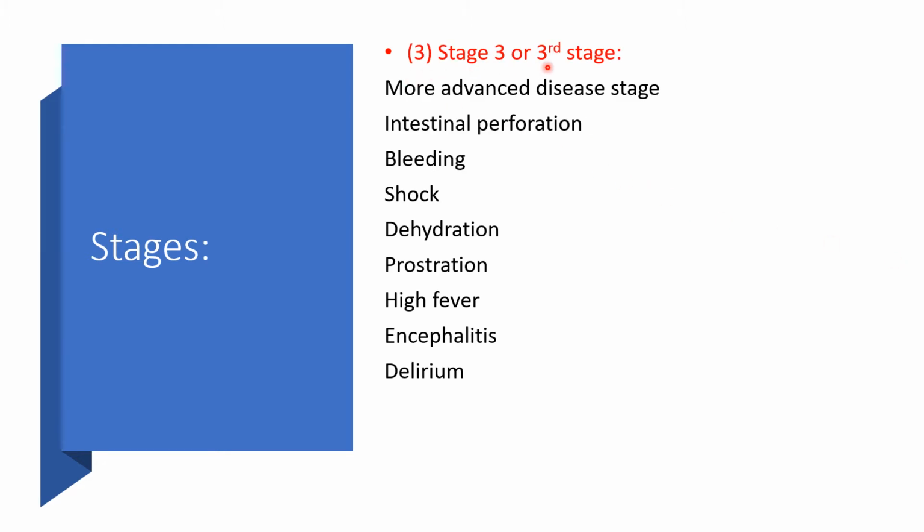Stage 3, or third stage, will be characterized by a more advanced disease stage. Here, there may be intestinal perforation, treated with bleeding, and massive bleeding will lead to hypovolemic shock. And sometimes, perforation with septicemia can lead to septic shock, dehydration from massive bleeding, prostration, high fever, encephalitis affecting the brain, and delirium.